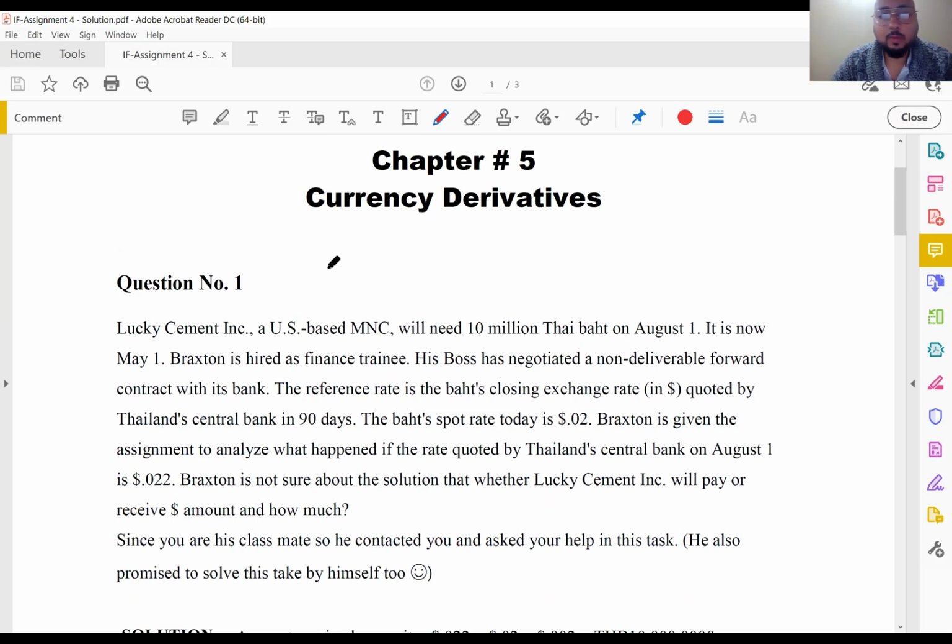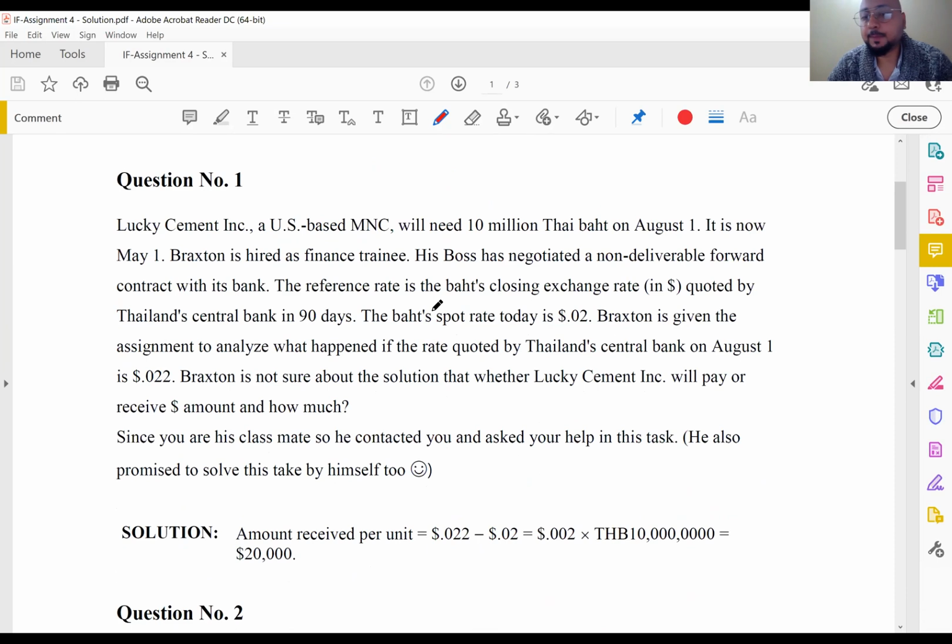Question number 1 relates to basically the forward contract. So let's just read the scenario. Lucky Cement Incorporation, a US-based MNC, will need 10 million Thai baht on August 1. It is now May 1st. So Braxton is hired as a finance trainee. His boss has negotiated a non-deliverable forward contract with its bank.